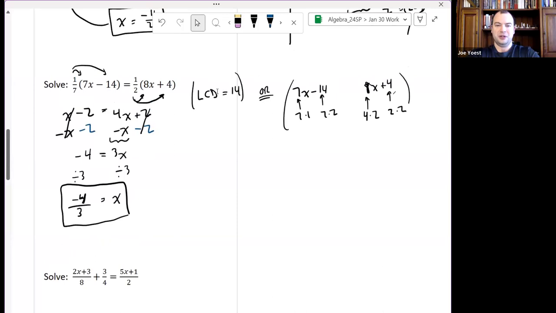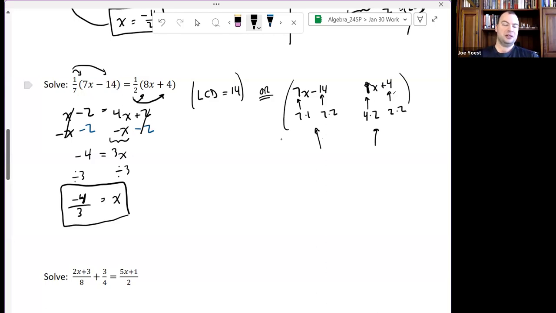Two approaches here. We could clear fractions. We could multiply through by the lowest common denominator for 7 and 2, which is 14. Distribute everything, clear the fractions, then distribute. Be really careful with all of the distributing on both sides. Simplify, isolate the variable term, isolate the variable, get the solution. Perfectly fine approach.